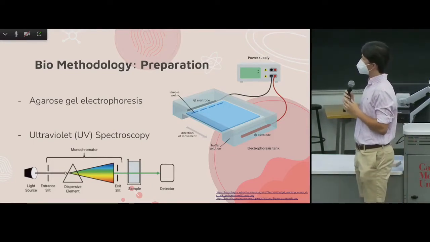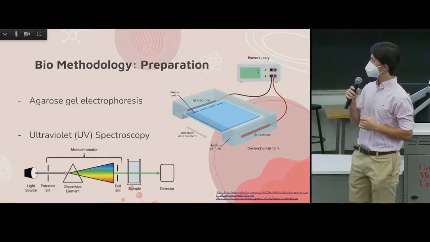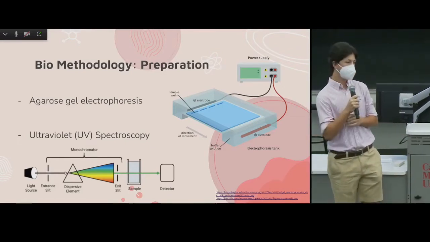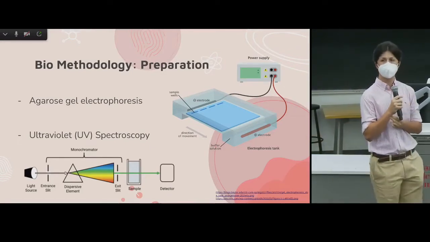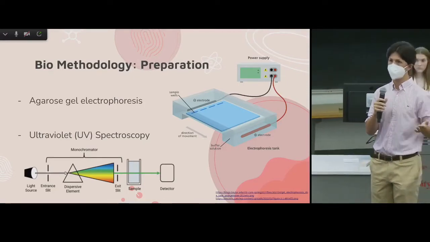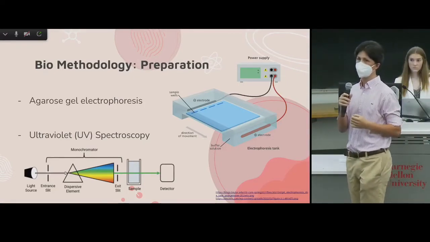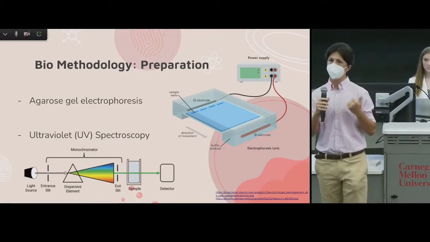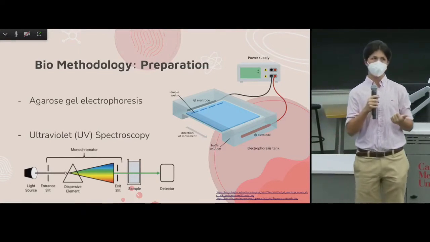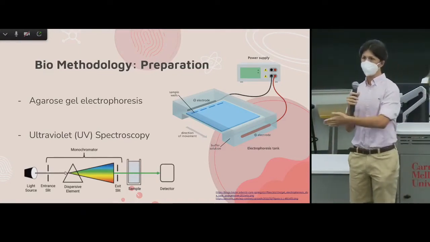After our first round of agarose gel electrophoresis, we performed ultraviolet or UV spectroscopy. Now, ultraviolet spectroscopy is a technique that takes a very small sample of whatever we're measuring. So in this case, we use 2 microliters of our DNA sample to measure for very useful concentration and absorbance values that we'll use later in our calculations.